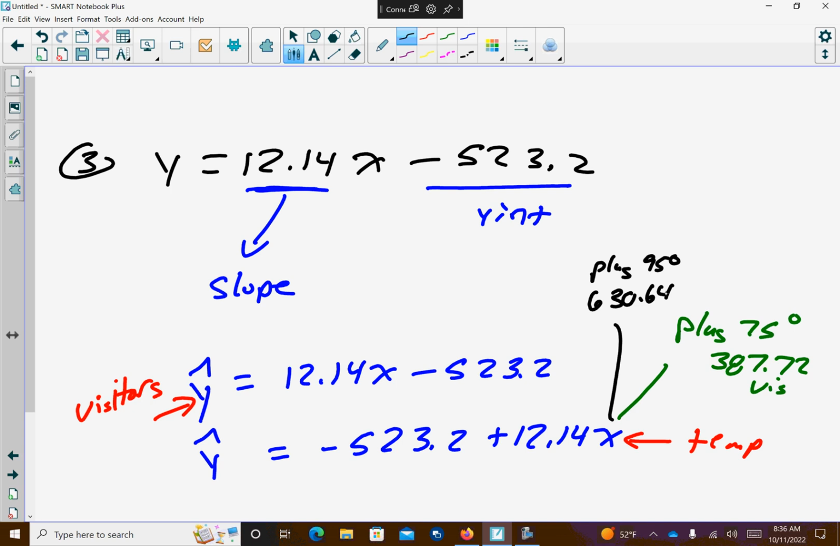Again, it's a prediction. Okay, it's not a conclusion. Predict the number of visitors on a day in which the high temperature is 106 degrees. So this is where we get a little sketchy with it. So if I used 106 degrees, that would give us 764.2 visitors to the park. Would 106 be something that we would want to know?